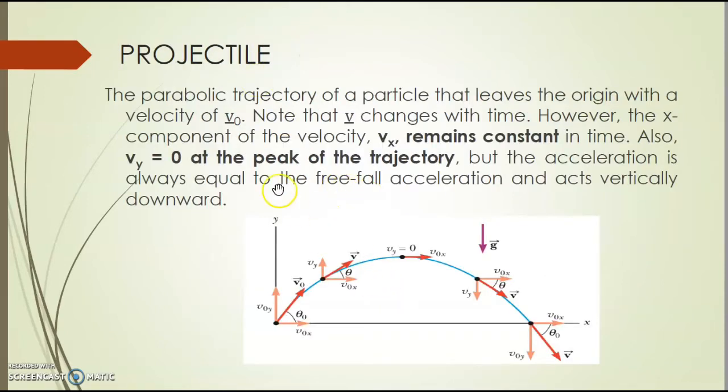Now, the x component of the velocity, which is v sub x, remains constant in time. Also, v sub y is equal to 0 at the peak of the trajectory. At the maximum height, vy is 0. But the acceleration is always equal to the free fall acceleration and acts vertically downwards. So we do not have an acceleration on the horizontal axis, only the acceleration on the vertical axis, which is gravity.